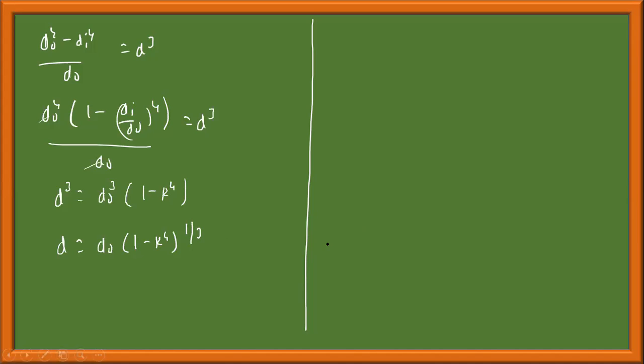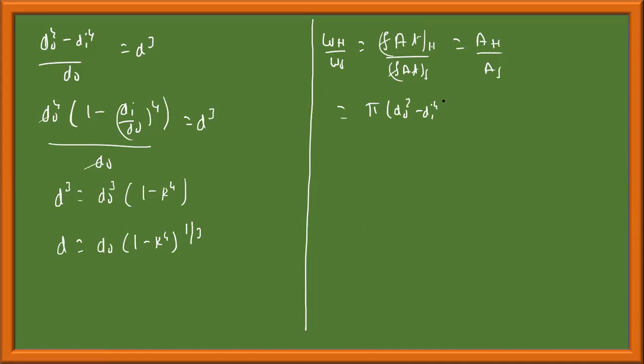Yes, ask comparison of weight of hollow and solid shaft. Weight of hollow by weight of solid. Weight is rho A L of hollow by rho A L of solid. Rho and L are same. Therefore, I am left with area of hollow shaft by area of solid shaft, which is equal to, area is given by pi by 4 into d naught square minus di square by pi d square by 4, which is equal to, pi by 4 cancels, which is equal to d naught square minus di square by d square.